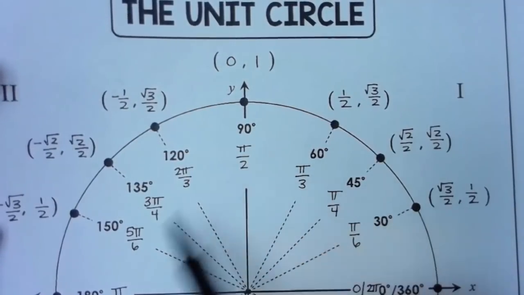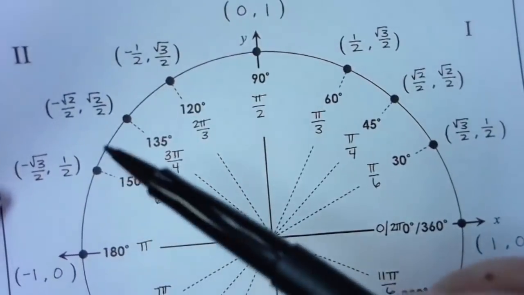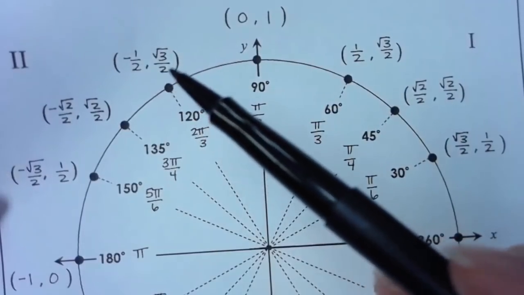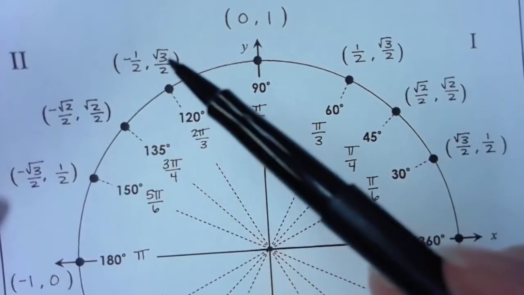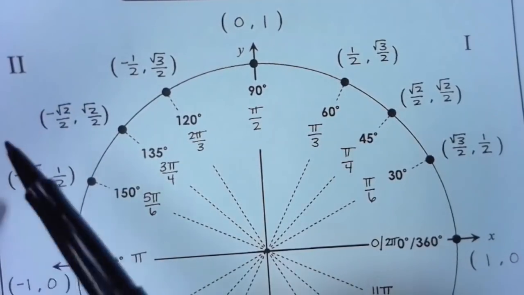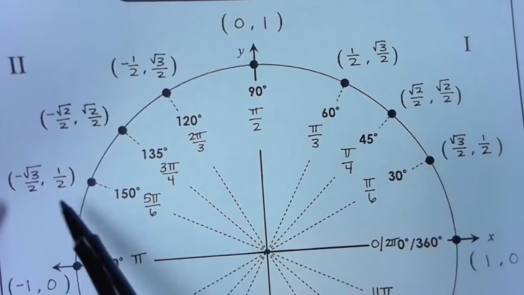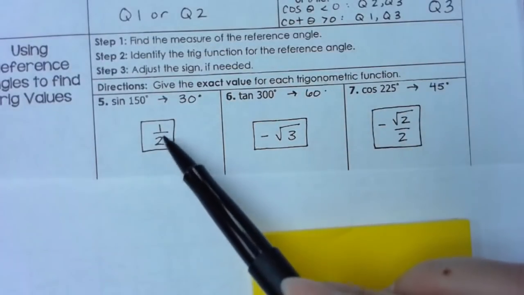150 degrees lands in the second quadrant. Does the sign of your sine change? No, it doesn't. They are still positive. So the only thing that changes is the cosine value. So it's a half here and a half here. Therefore the sine of 150 is 1/2.